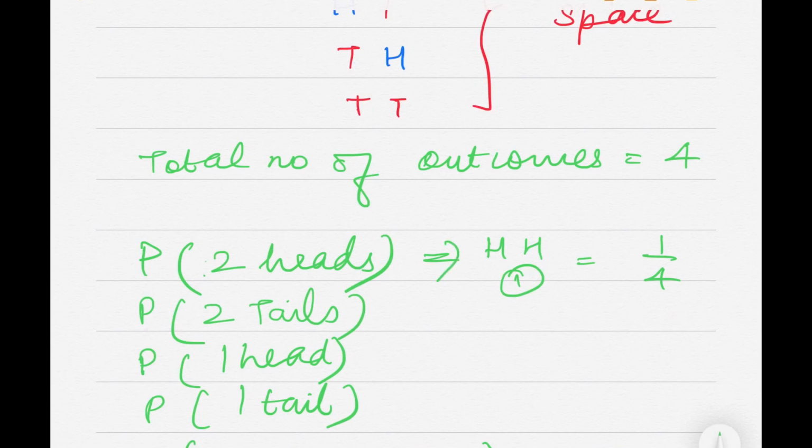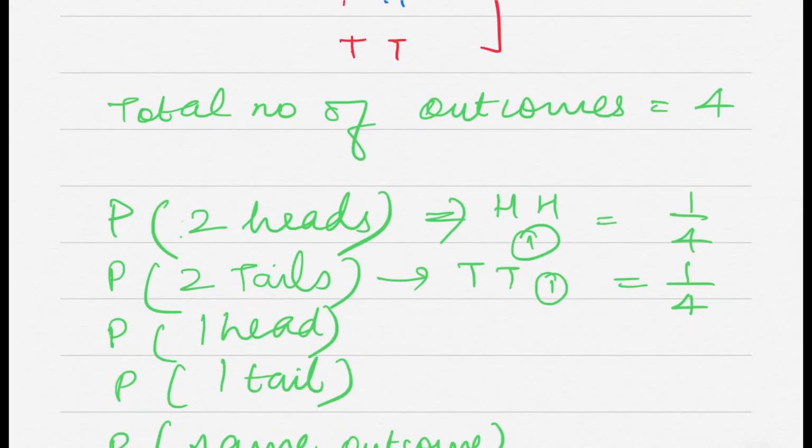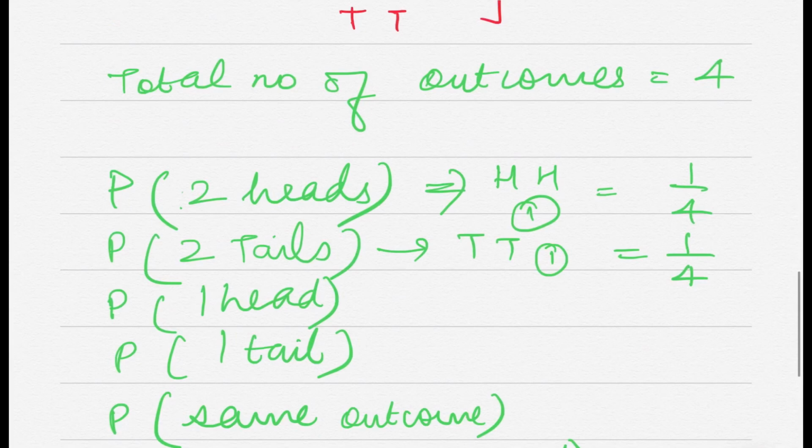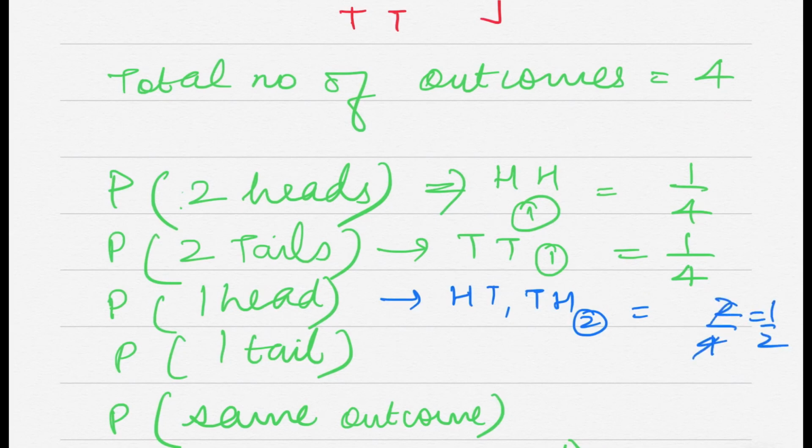2 tails, same way my option will be tail tail, so that also has only one outcome. So that will again be equal to 1 by 4. Then I have 1 head. 1 head means there are 2 options: head tail or tail head. So there are 2 outcomes for that, so my favorable outcomes are 2. So my answer will be 2 by 4, or half.